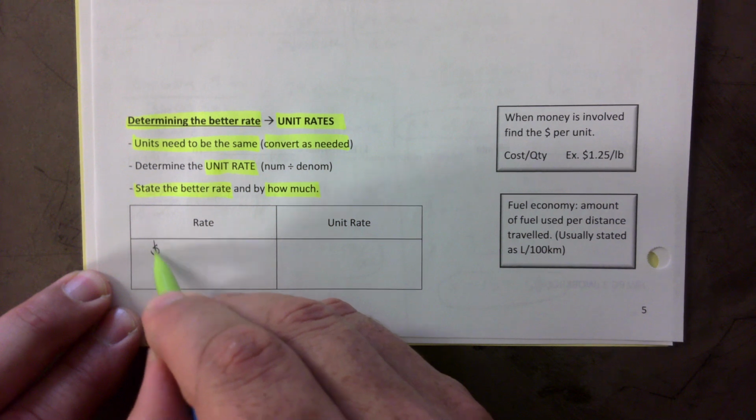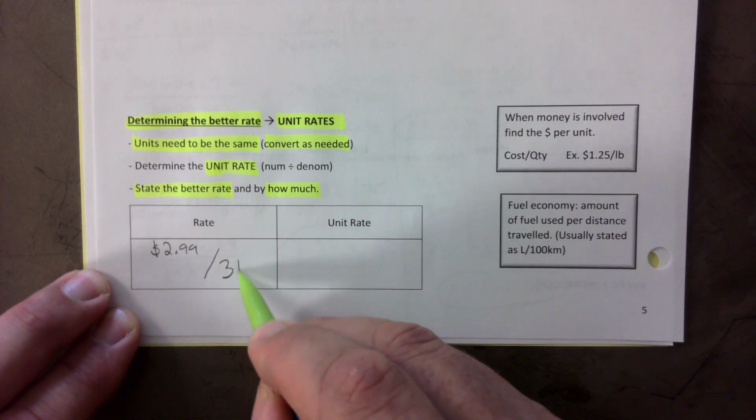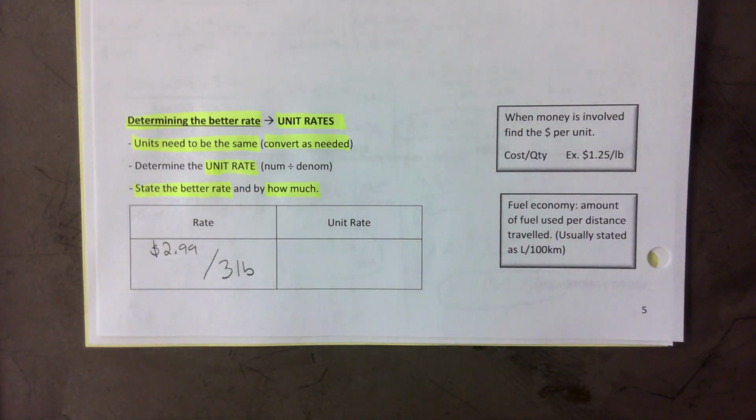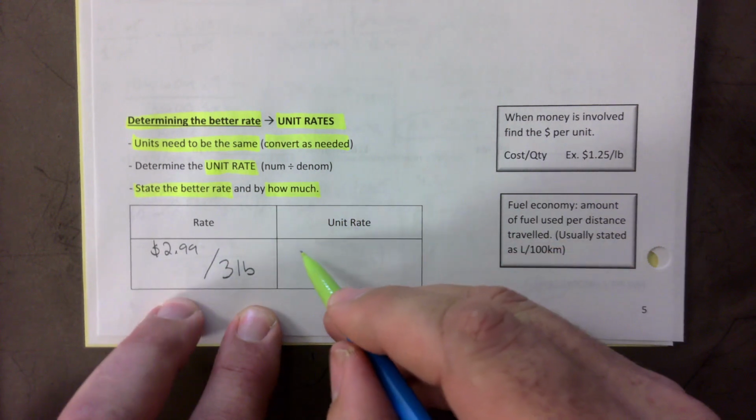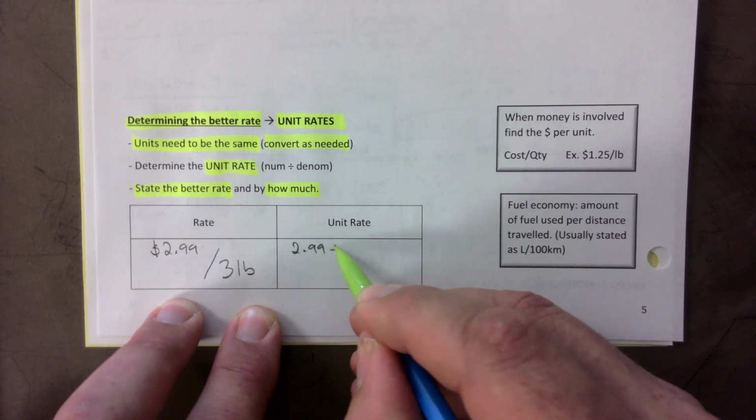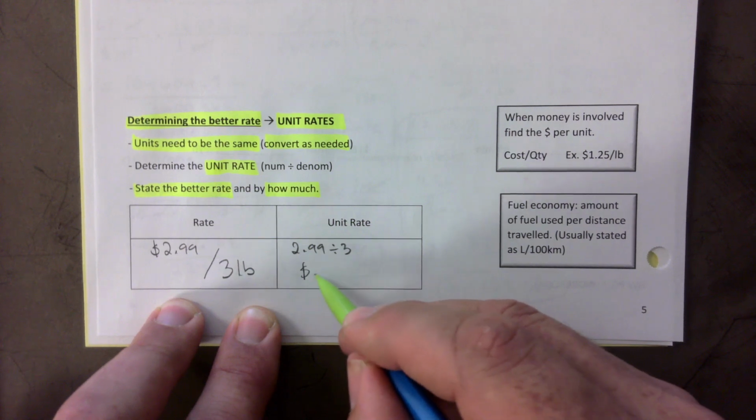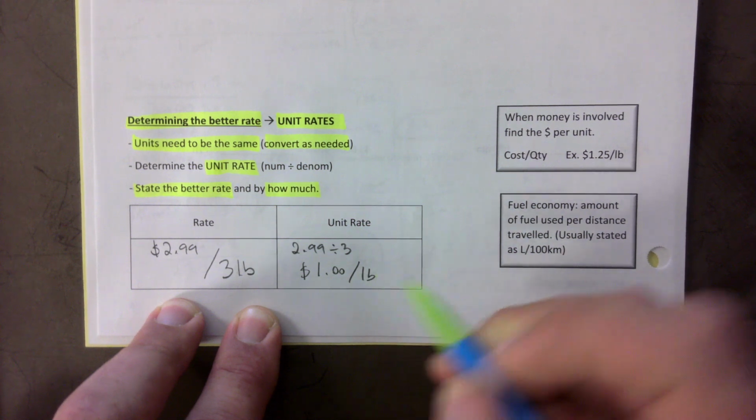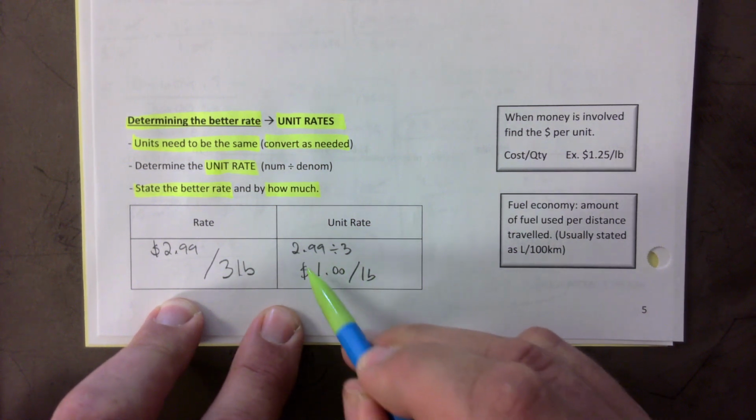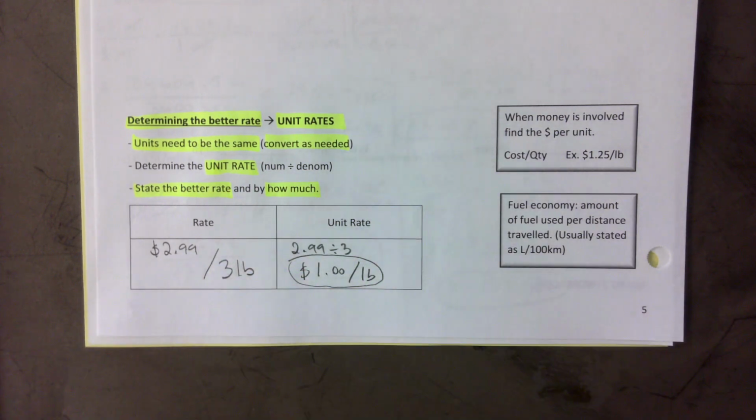So if you ever go to the store and it says $2.99 for 3 pounds, I don't know, potatoes, whatever you want to think of, the way to get it to a unit rate is simply to go 2.99 divided by 3. Like you go numerator divided by denominator, and you get, rounded, $1 per pound. Okay, so this is the unit rate here. This is what we would be after. So just divide. We've been doing that already.